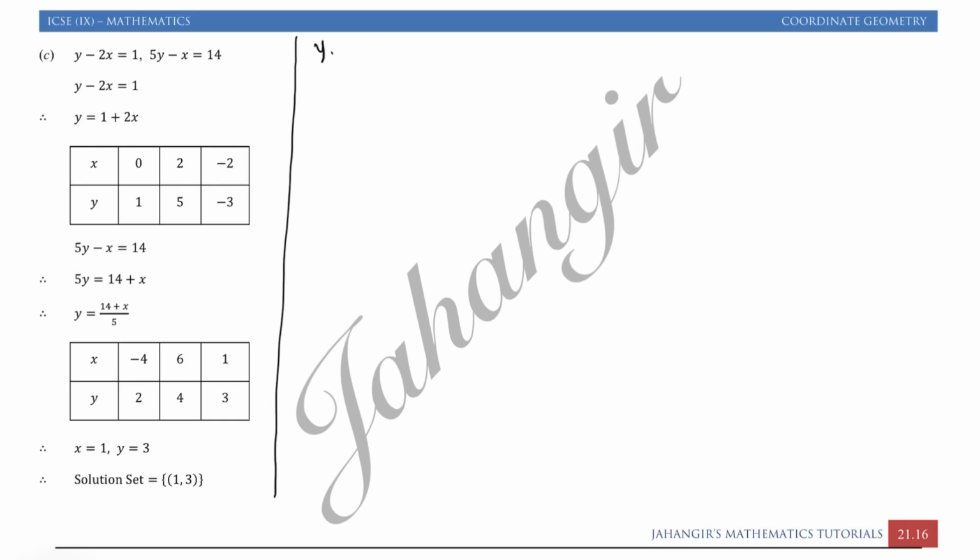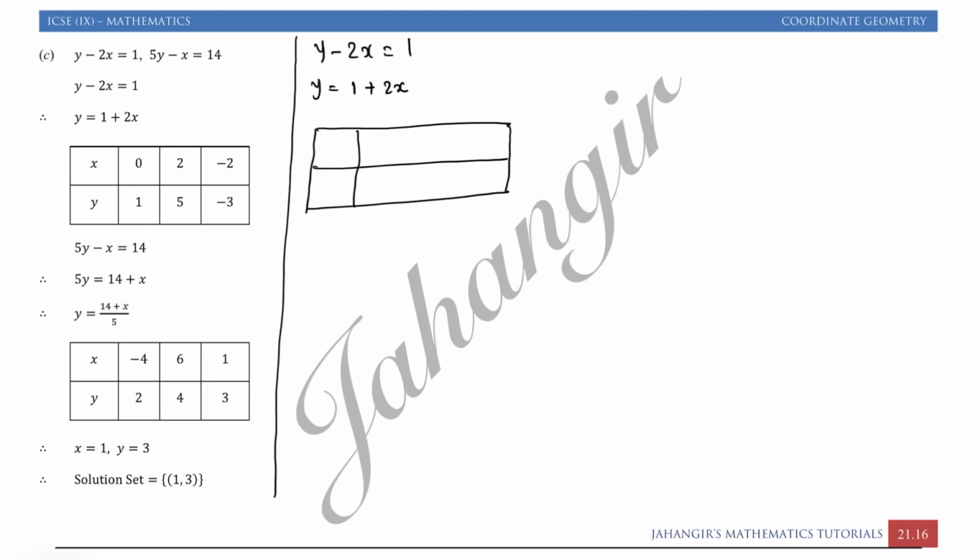So I will write y minus 2x is equal to 1, making y a subject of the formula. y is equal to 1 plus 2x. Don't make x a subject of the formula. You will get the same pattern of answer, but it's a wrong way to solve. As x is an independent variable, but when you are making x a subject, it becomes dependent. So don't make it that way.